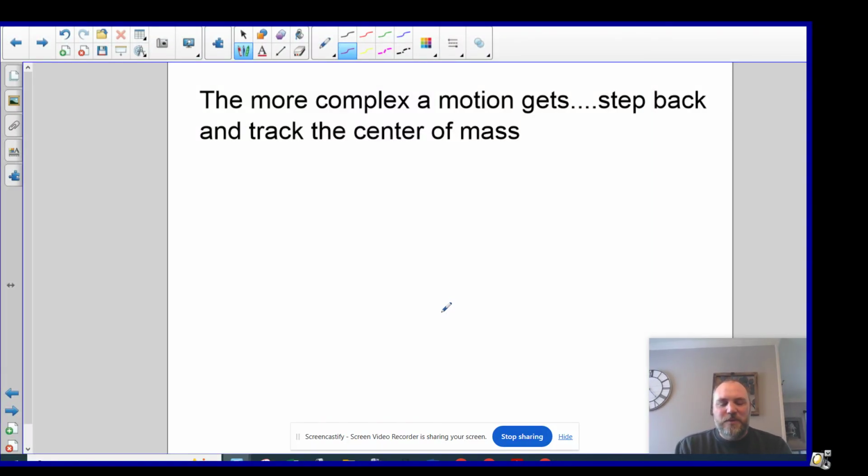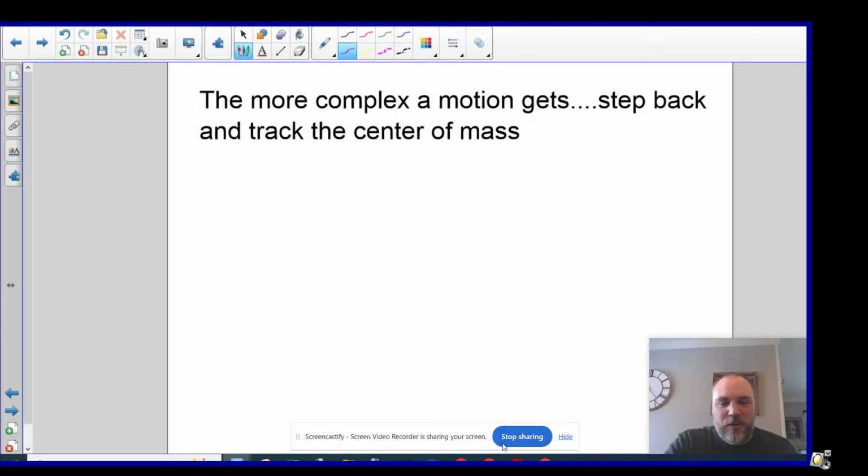I mean, how would you do something like that? And my advice to you is, the more complex something gets, the more complex the motion is, literally take a step back. Take a step back and just focus on the center of mass. That's it. Just focus on the center of mass, because we can predict the motion to a really great accuracy by just looking at the center of mass, by drawing the free body diagram of the system, and that represents the free body diagram of the center of mass.